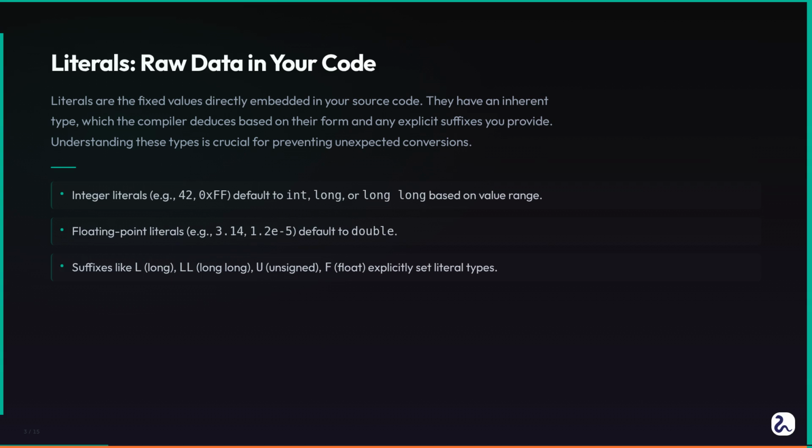42LL makes it a long long, guaranteeing at least 64 bits. For unsigned integers, you append U, so 42U is an unsigned int. You can combine them, like 42UL for an unsigned long. Floating point literals also have this behavior. 3.14 is a double by default, which offers about 15 to 17 decimal digits of precision. If you need less precision and potentially less memory, 3.14f explicitly makes it a float, typically 7 to 8 digits of precision.